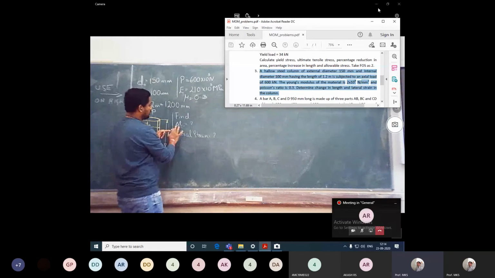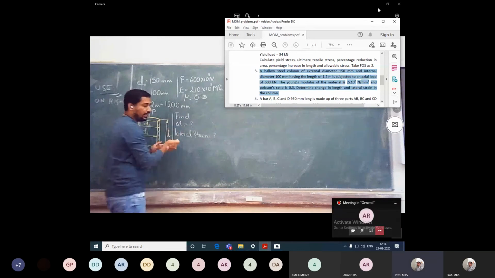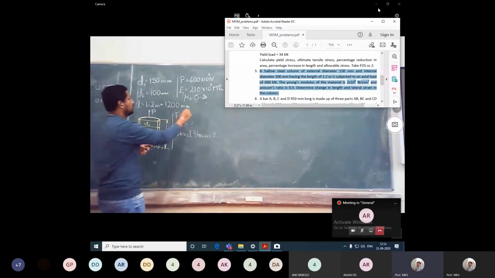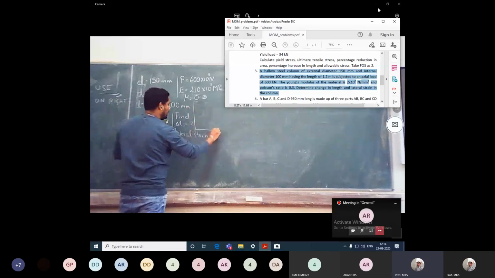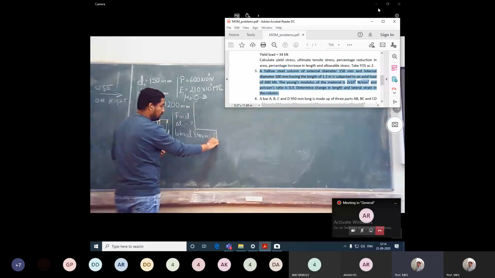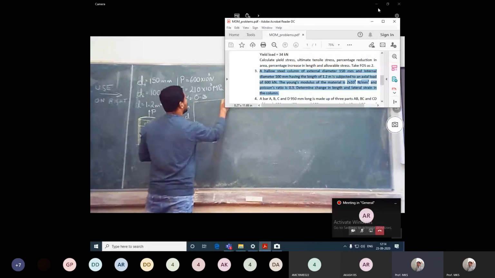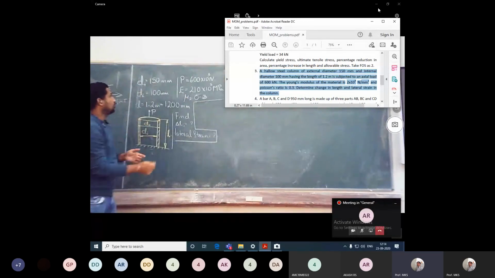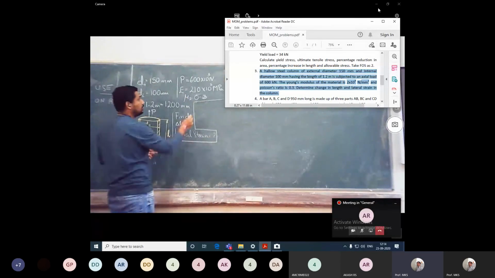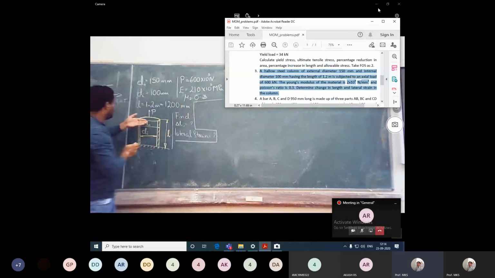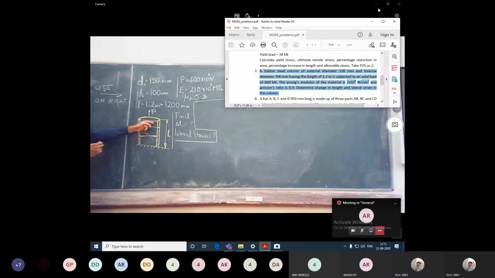So now how to find out this delta L, the longitudinal strain? It is similar to what you have done last time. These are the given values. First, what is the cross section here? It is not a solid shaft. It is not a solid column. It is hollow, right?